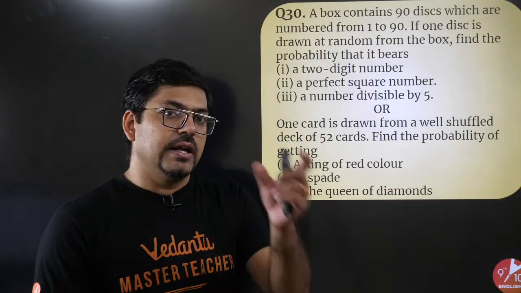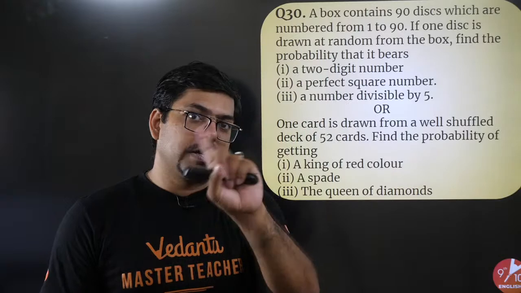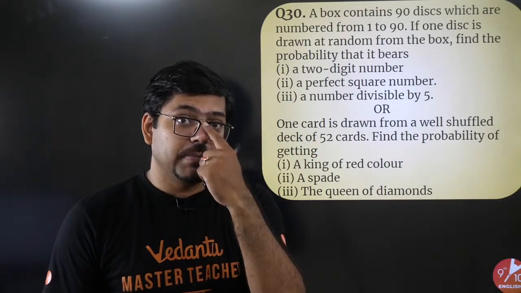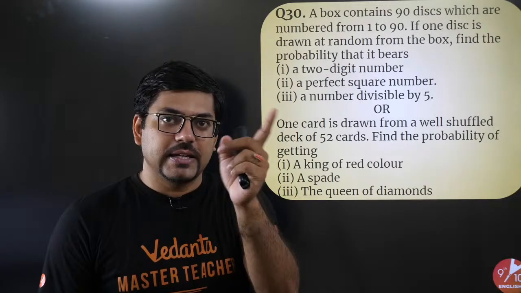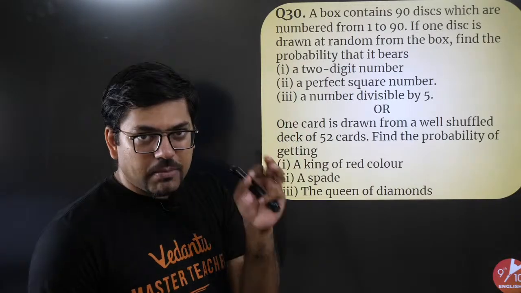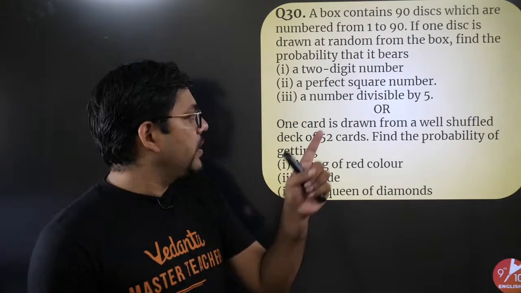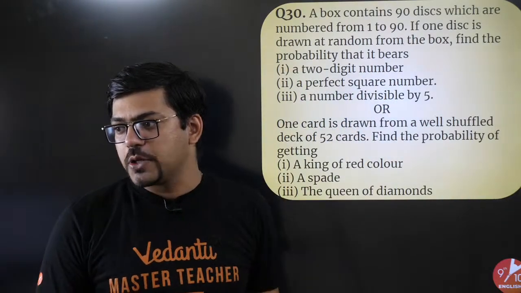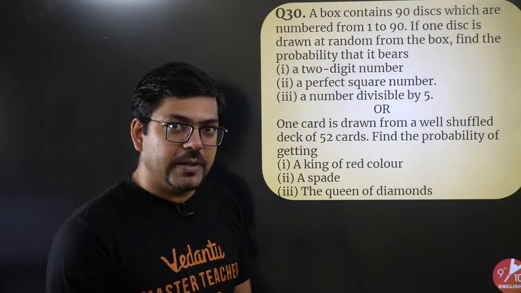It's very simple. 90 minus not 10, 90 minus 9. Because 1 to 9 are only single digit numbers. 10 is a double digit number. So 90 minus 9, that is 81. So 81 numbers are there, 2-digit numbers. So the answer would be 81 by 90. Absolutely right Anita, 81 by 90 would be the right answer.